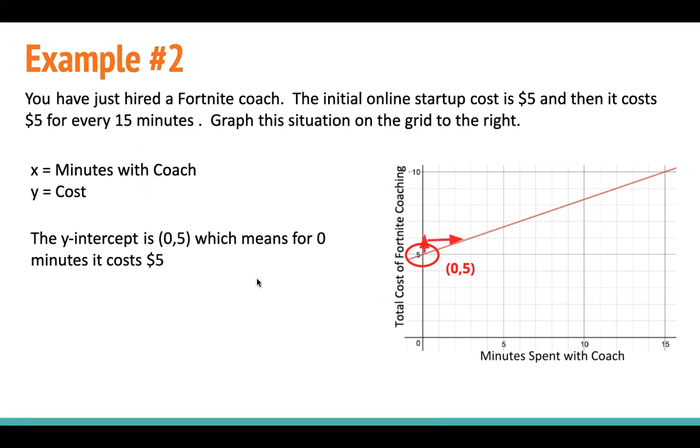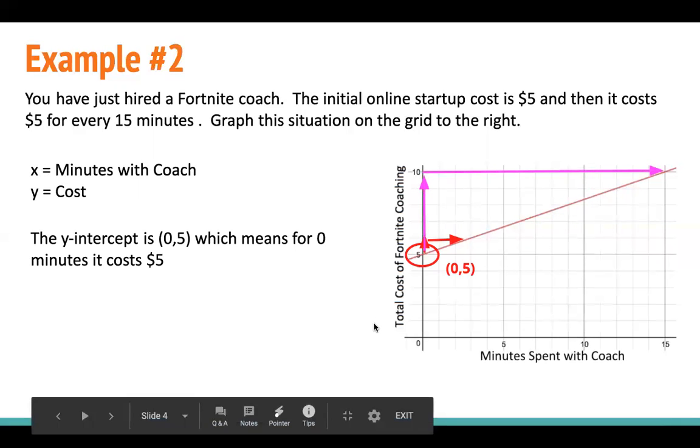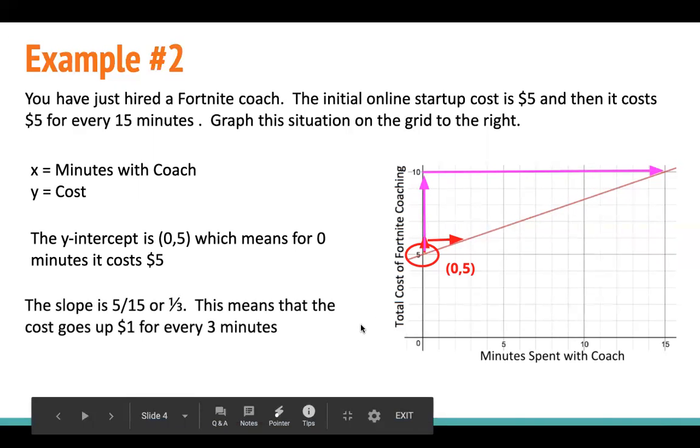Then I have a change. I can look at it two ways. I can make a small triangle, or I can make a large triangle to find that slope. They're equivalent, because I could do 5 over 15, which is the same as 1 over 3. This means that the cost is going up $1 for every 3 minutes. It's the same as saying $5 for every 15 minutes, but the reduced fraction is better. So then my equation is y equals 5 plus 1/3 x.